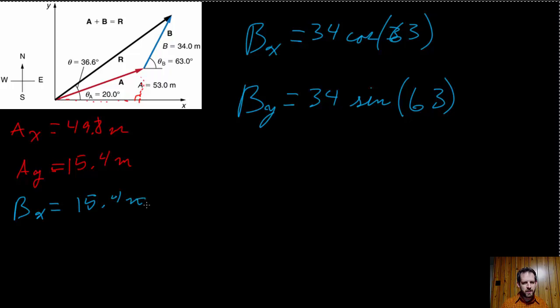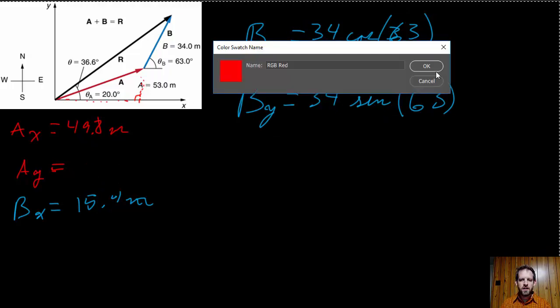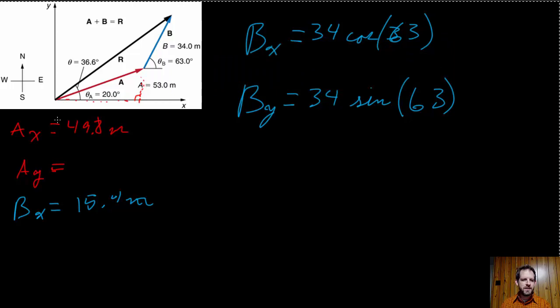If you're actually following along at home, you probably have already screamed at me. This one, A sub Y, wasn't that. A sub Y was actually 18 and a tenth. Oh, I'm messing up everywhere because it should be red. So let's get my red back. And what did I say it was? It was 18 and 1/10 of a meter.